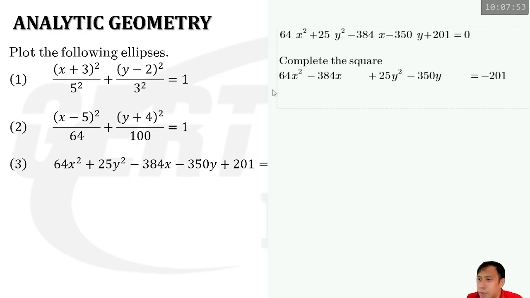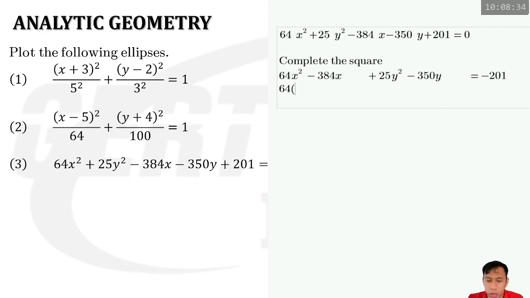So, yung gagawin natin, di ba, as you can see, merong coefficients ang x squared at saka y squared. So, i-factor out na din sila. 64, no? Times x squared minus what? I-divide mo. 384 divided by 64 is equal to 6, no? So, magiging 6x ito. Okay? 6x.